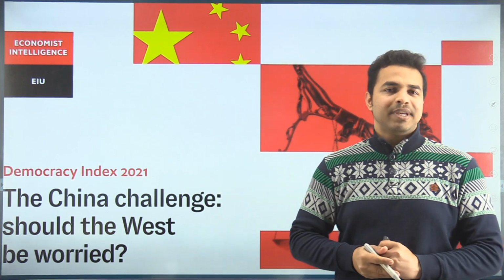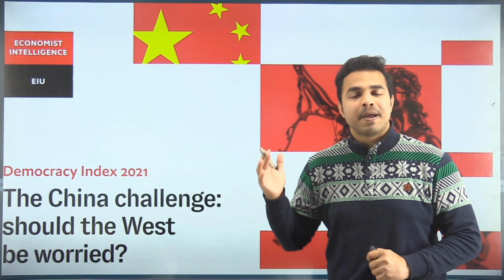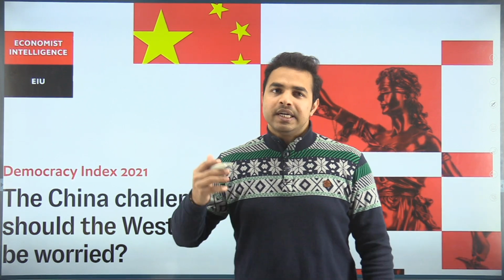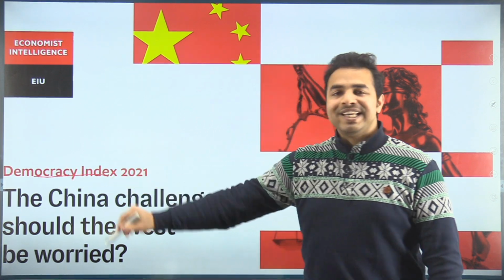What is democracy? It is a system in which the government is elected by the people. And to determine the state of democracy across the world, the Democracy Index is released every year.